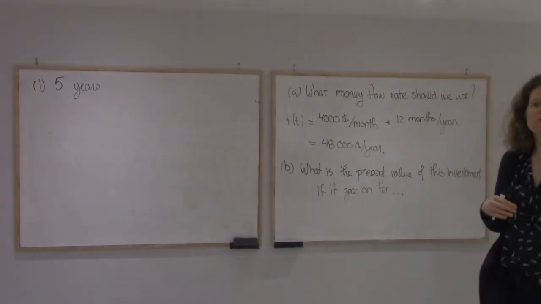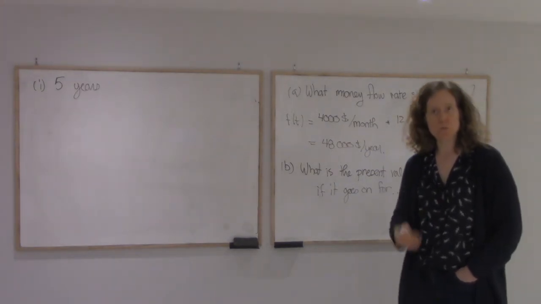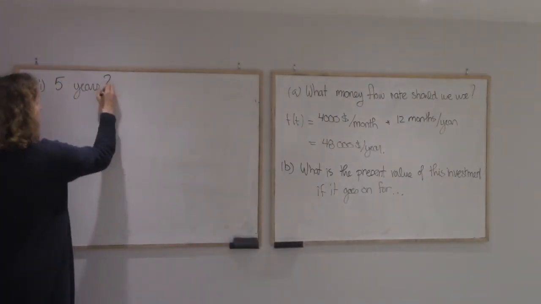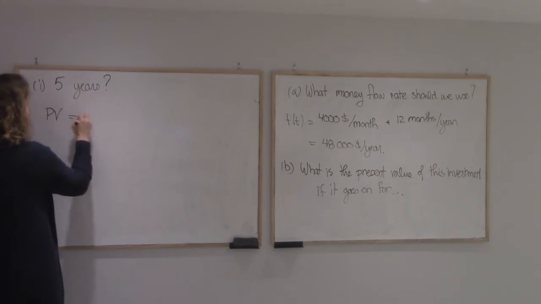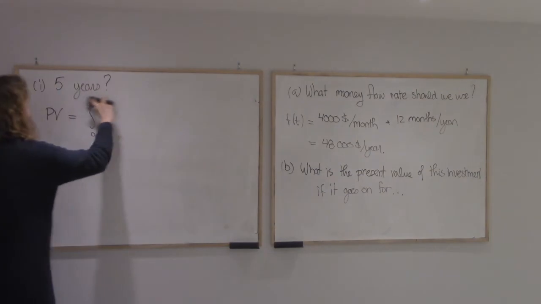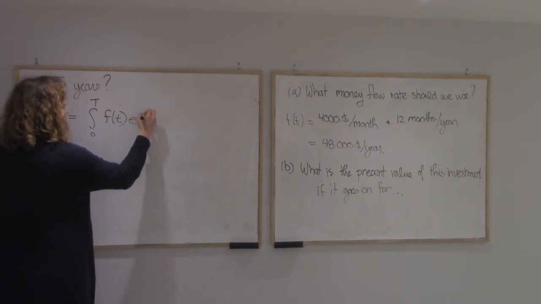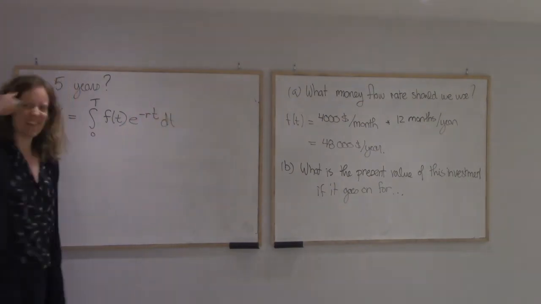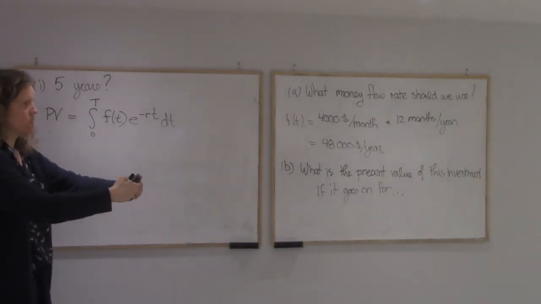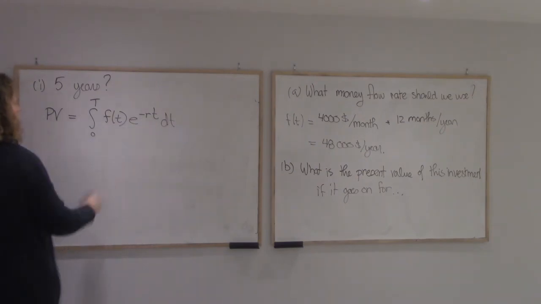I haven't computed the future value, so the fastest way to get the present value here is to actually use the formula with an integral. So present value is the integral from 0 to T, well, let me write the formula, 0 to T, f of t, e to the minus rt. Again, I like to think of it as minus t years, so if you receive it at year t, but you want its value at year 0, you want to go back in time t years. That's why there's a minus t.